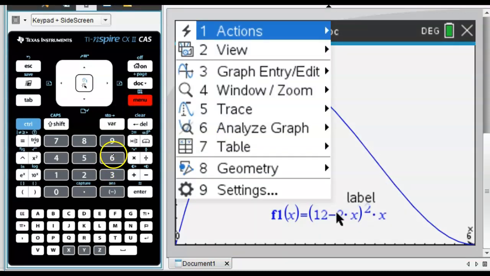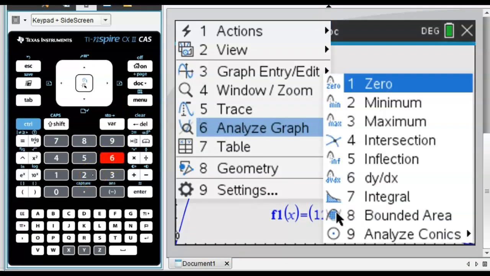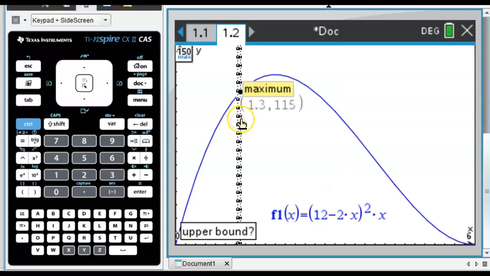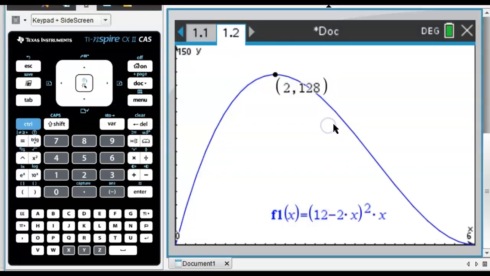I'm going to go into analyze graph, right? And because we're trying to find the maximum, I'm going to select number 3, which is the maximum. And obviously, we talked about this earlier, one click on either side of the point we're trying to find, which has given me the coordinates 2, 128.